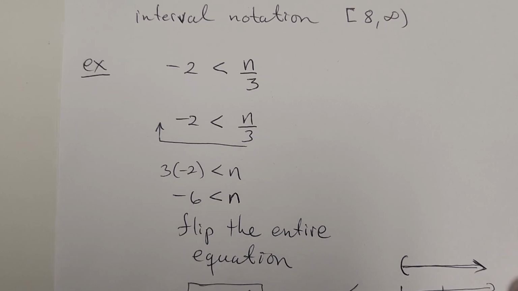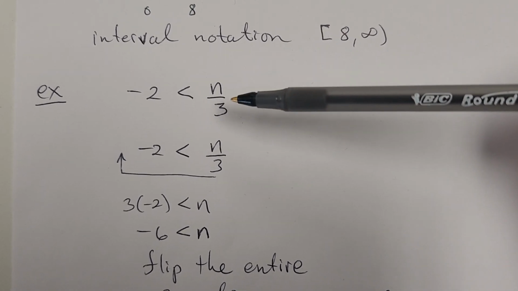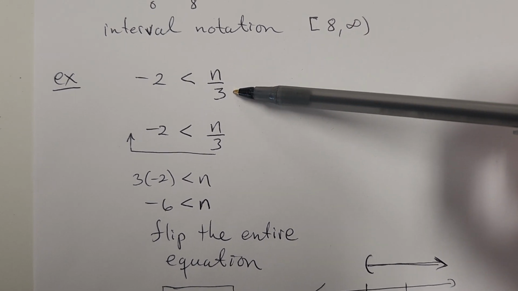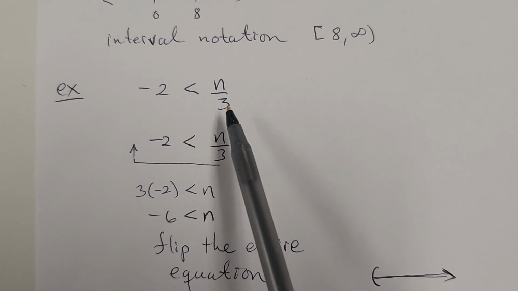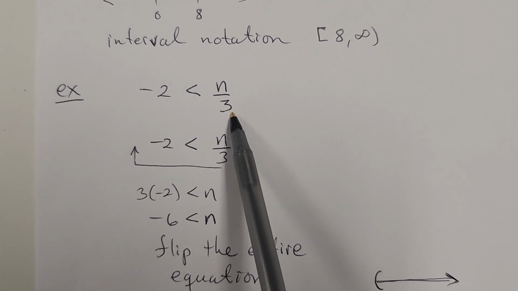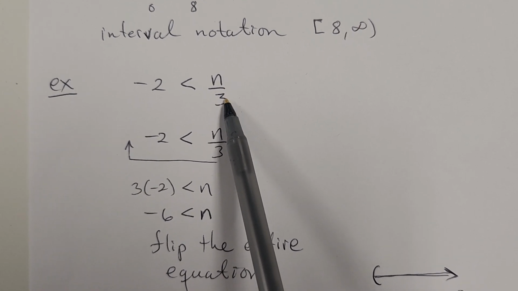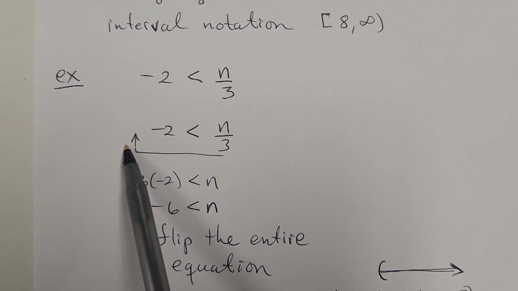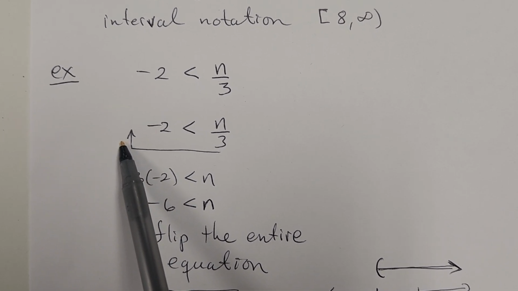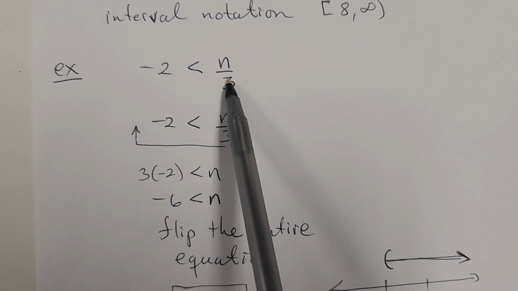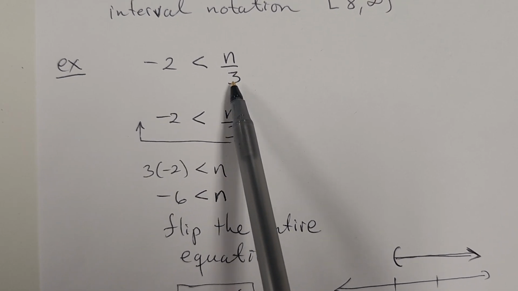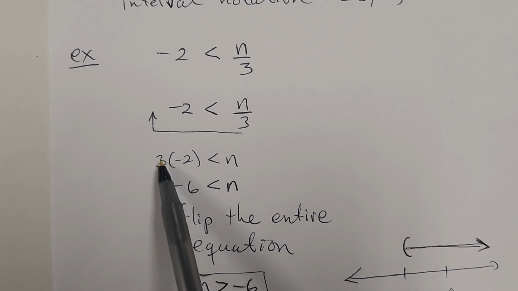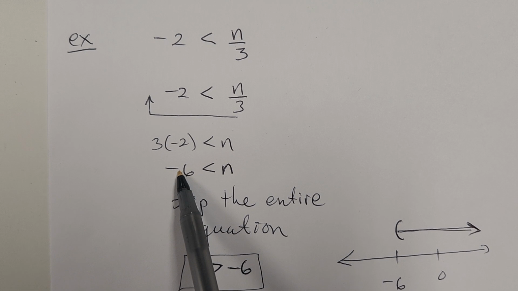Okay, next example. Same scenario, just a little bit different. Same thing here. I have a number in the bottom. So move this 3 to the left side. When you move the bottom number, this 3 right here, to the left hand side, it becomes a multiplication. When you move the number in the bottom to the other side, it becomes a multiplication. So 3 times -2 gives me -6.